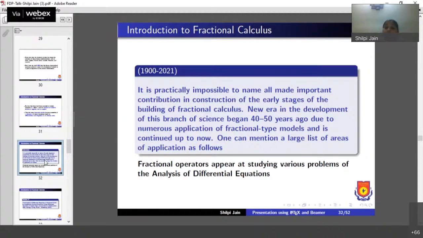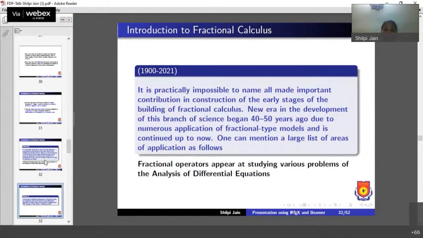It is practically impossible to name all who made important contributions in the early stages of the building of fractional calculus. A new era in the development of this branch of science began 40 to 50 years ago due to numerous applications of fractional type models, and it continues up to now. One can mention a large list of areas of application as follows. We discuss some applications now.